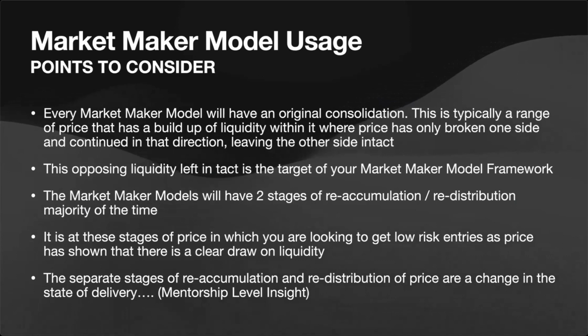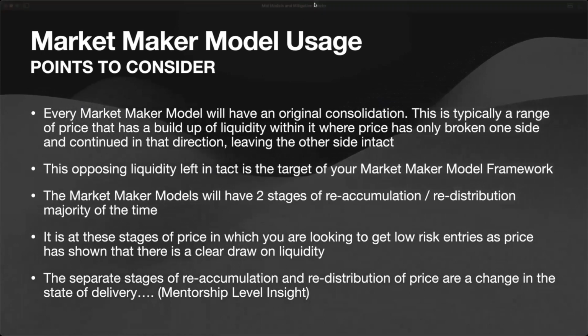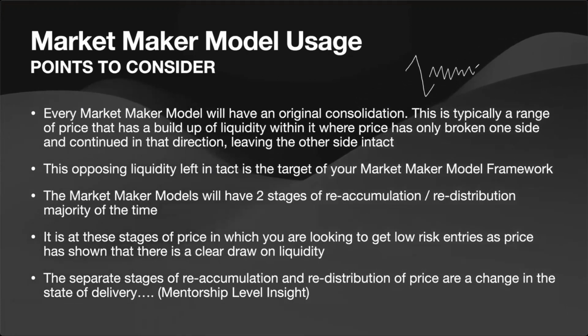Every market maker model, like I said earlier, will have an original consolidation. This is typically a range of price that has a buildup of liquidity within it, where price has only broken one side and continued in that direction, leaving the other side intact. So basically, like this: build up, boom, boom, boom. This creates a market maker sell model, down.